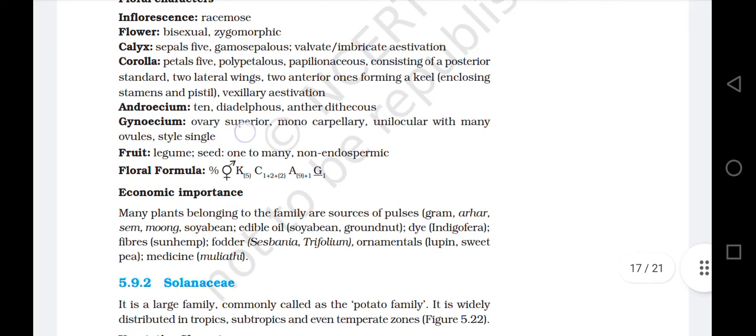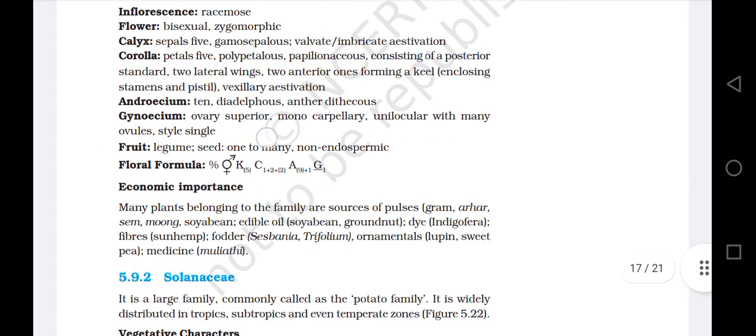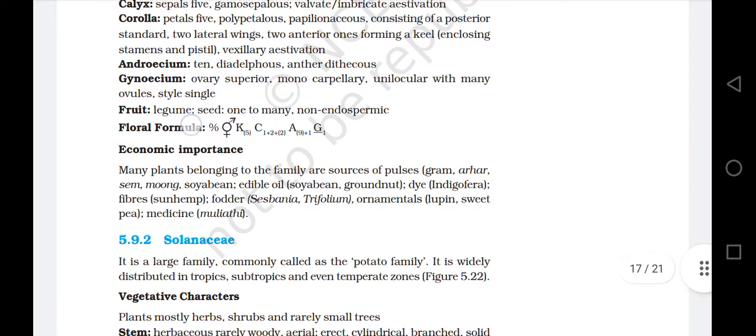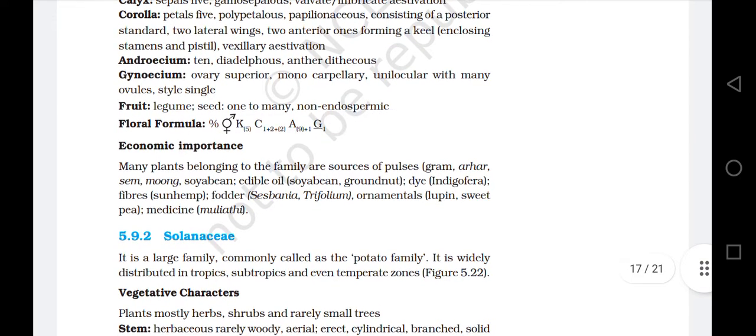Androecium, 10, diadelphous, anther dithecous. Gynoecium, ovary superior, monocarpellary, unilocular with many ovules, style single. Fruit, legume. Seed, one to many, non-endospermic.